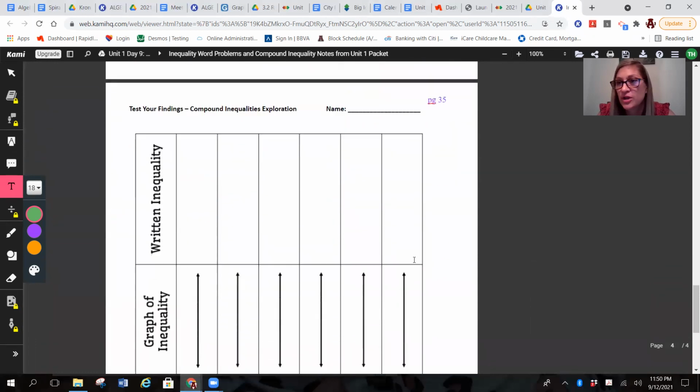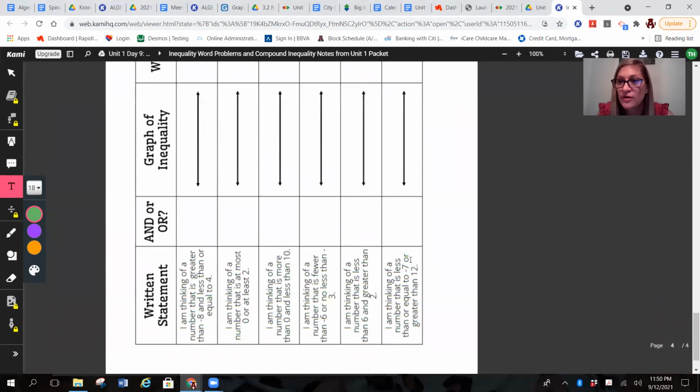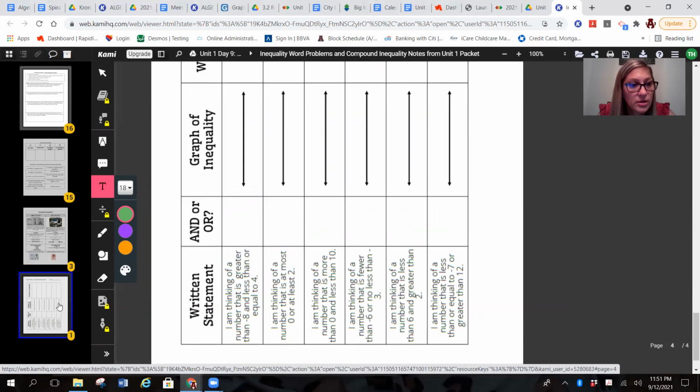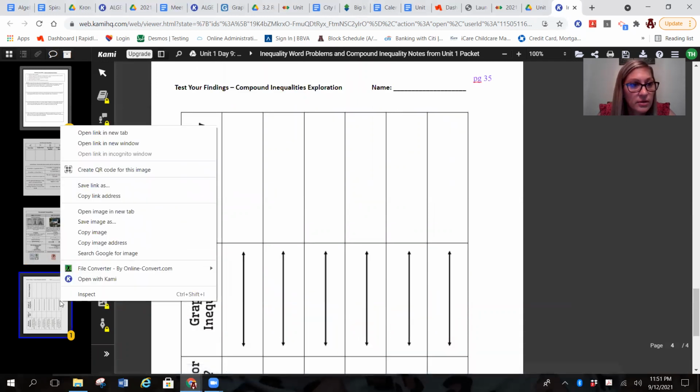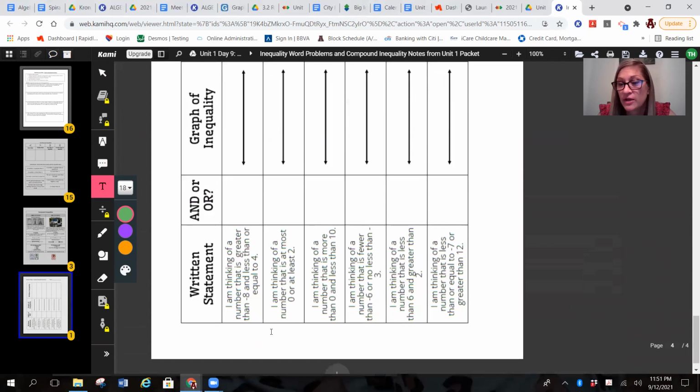Okay, and let's just take a look at page 35 on your packet. We can do a couple together, and I don't know how to make this paper turn on its side. Let's see what this does. I don't know what I'm doing. Okay, don't know how to do that, so we're just going to read sideways.